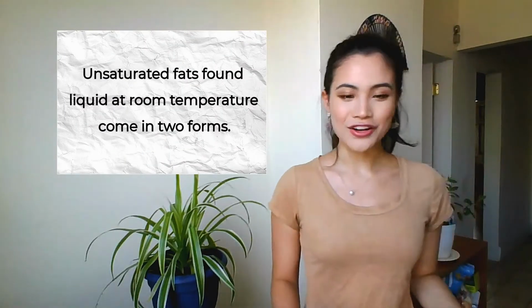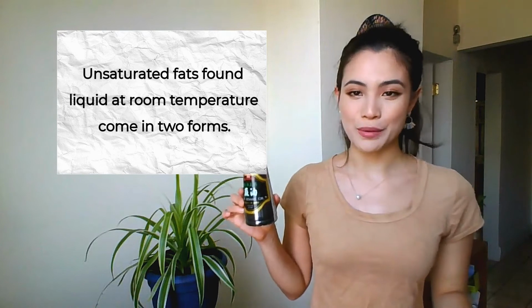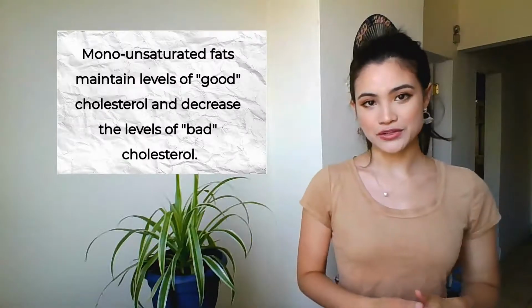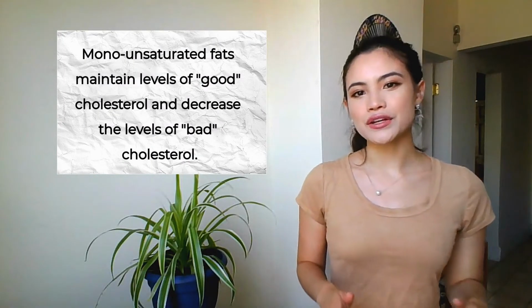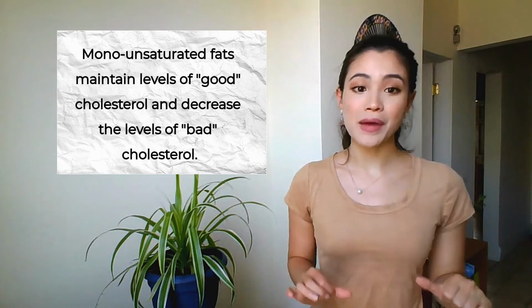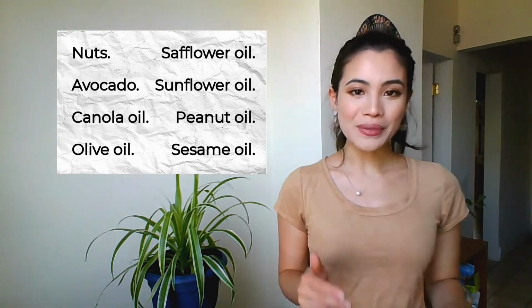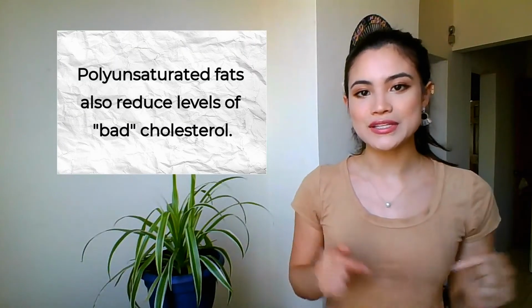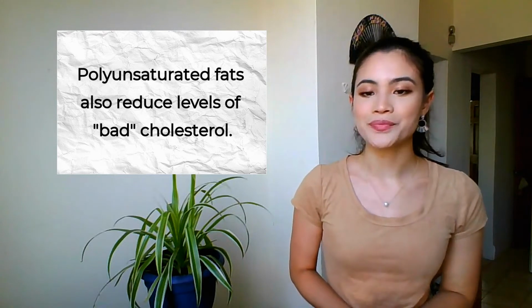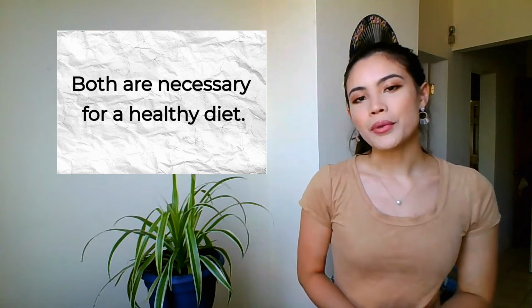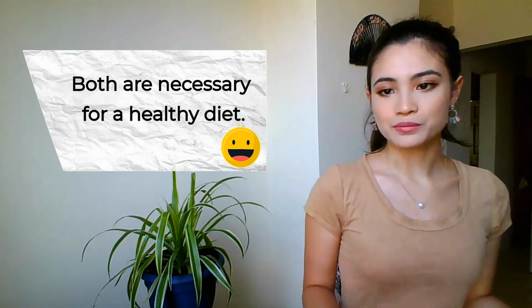Unsaturated fats, in contrast, are liquid at room temperature and come in two forms: monounsaturated and polyunsaturated. Monounsaturated maintains levels of good cholesterol and decreases levels of bad cholesterol. These can be found in nuts, avocado, plant, and seed oils. Polyunsaturated fats also reduce the levels of bad cholesterol in our blood. The two main types are omega-6 and omega-3. Both are necessary for a healthy diet.